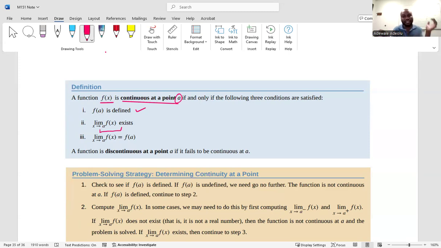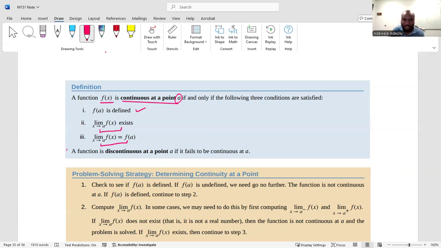You know what that means? Limit from the left must be the same as limit from the right, and they must be equal to a real number. And the last condition is that that limit must actually be the value of that function at point A. If you can establish these conditions, then we say the function is continuous at point A.